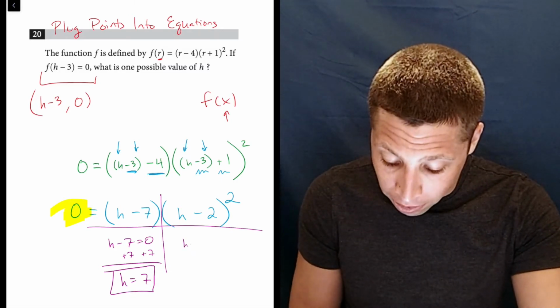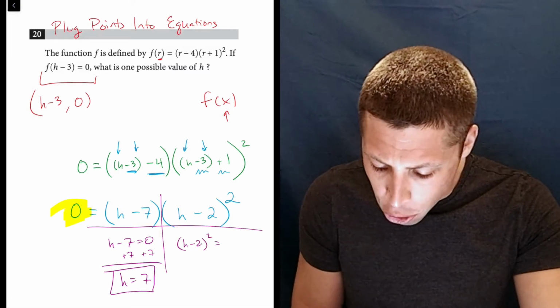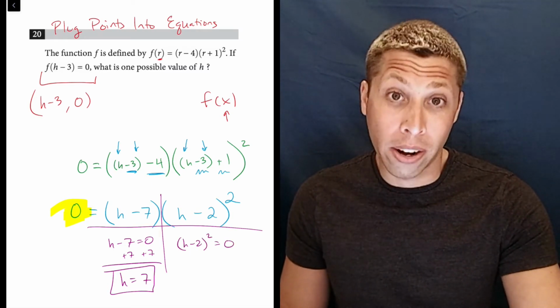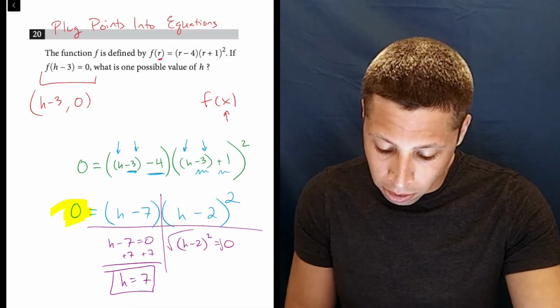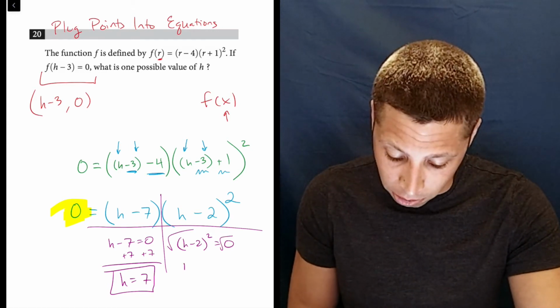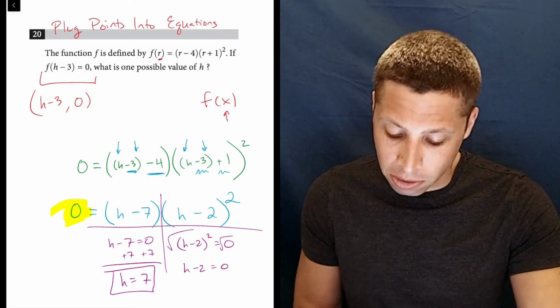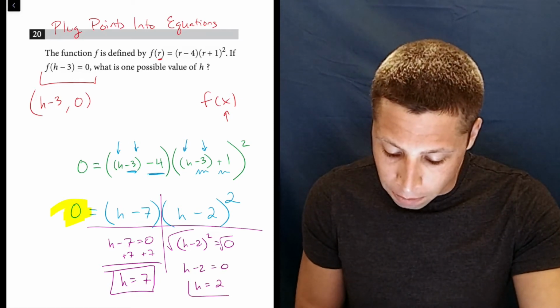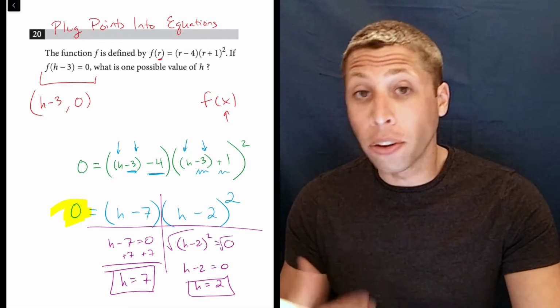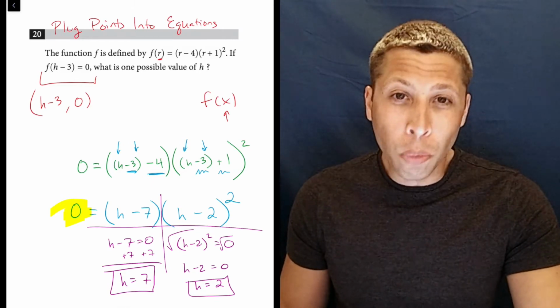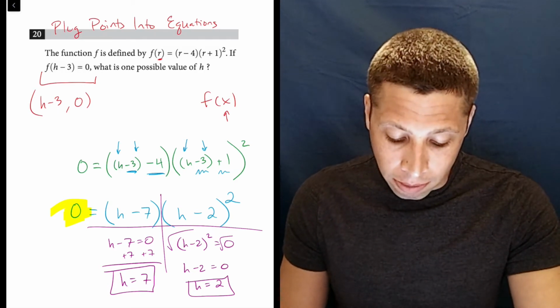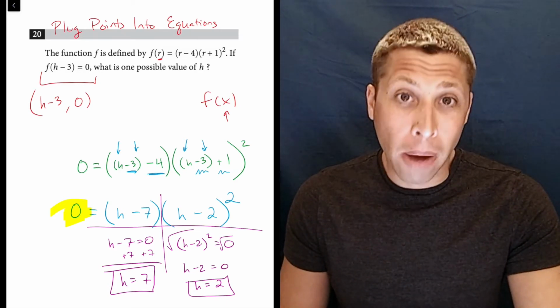If we did the same thing on the other side, this 2 seems to complicate things, this squared, but it doesn't really because if we took the square root, the square root of 0 is 0, so h minus 2 would still be 0, and so h would still be positive 2. And that's the other answer to this question. Yeah, it's a little weird. I definitely get why people would be confused by it.